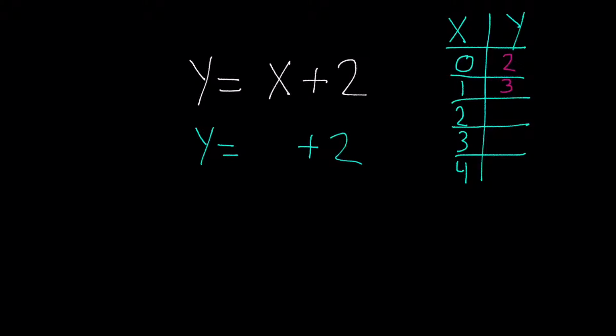If my input was 2, my output would be 4. Input of 3, our output is 5. And input of 4, our output would be 6. So our functions kind of just function like a pattern. You're putting something in, you're changing it by whatever the rule is, and you're getting something out.